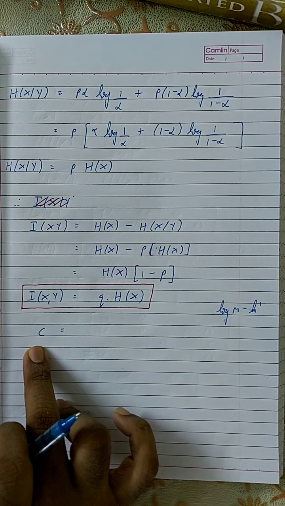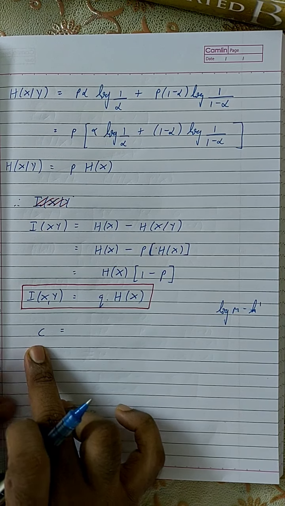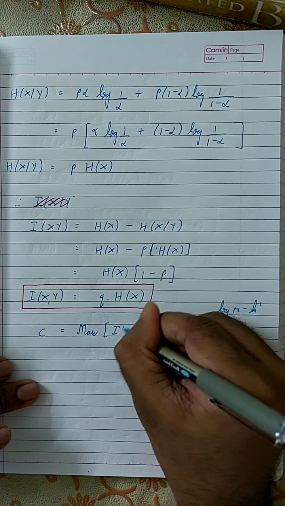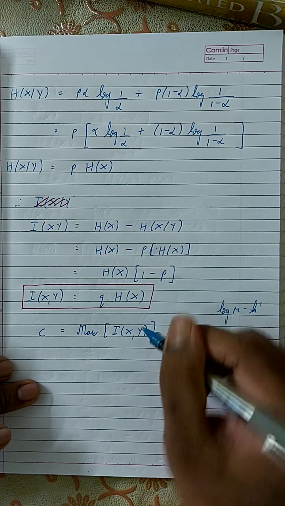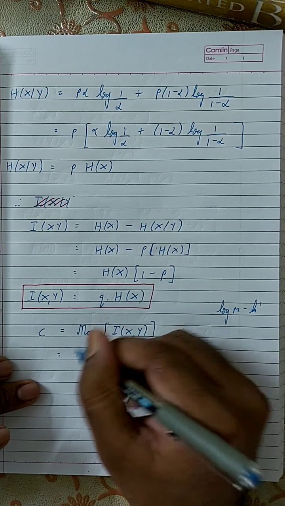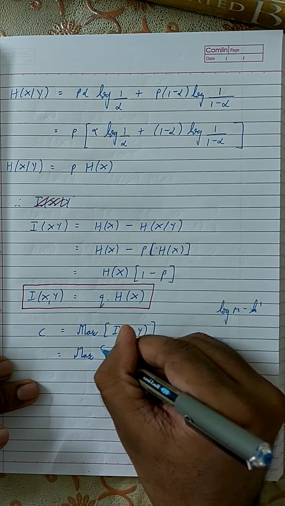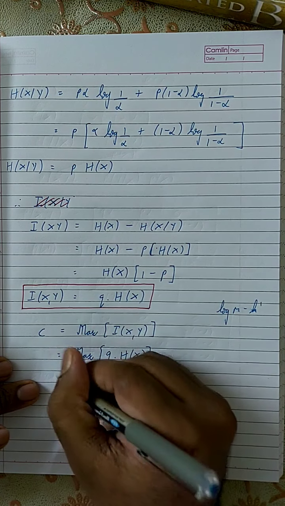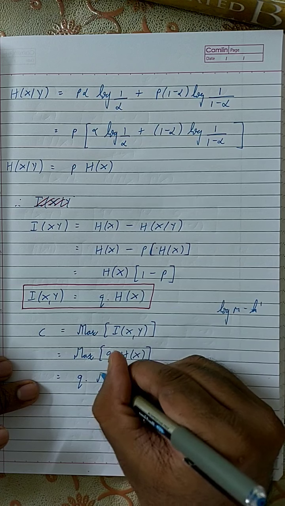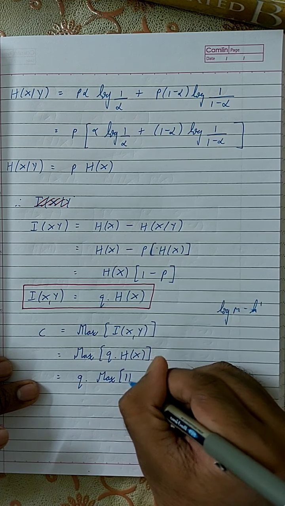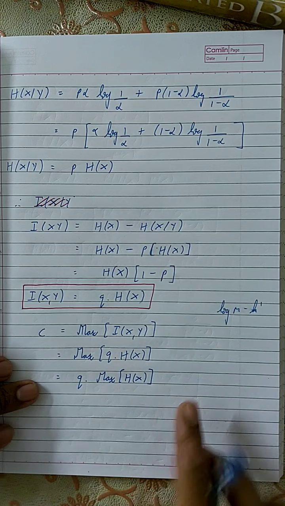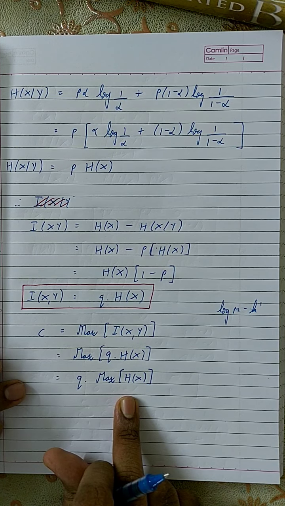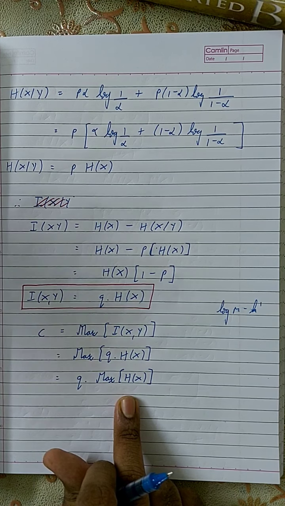So what is the equation for channel capacity? We already know that the channel capacity is nothing but the maximum value of the mutual information, which means the maximum value of q into H(X). We know that q is a constant, so it is q into the maximum value of H(X). And when does H(X) become maximum? When every message is equi-probable.